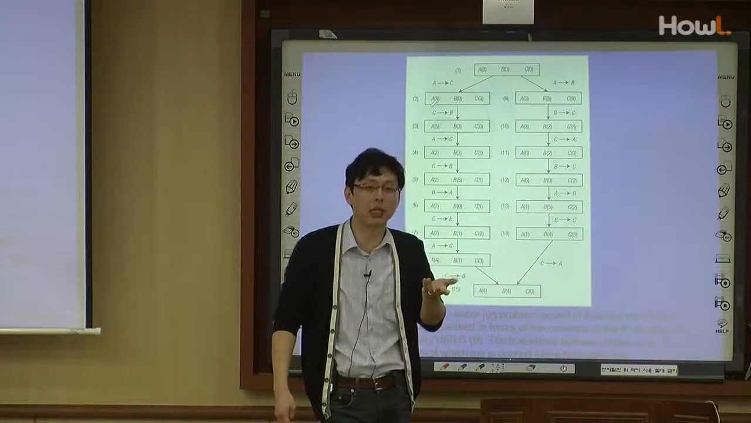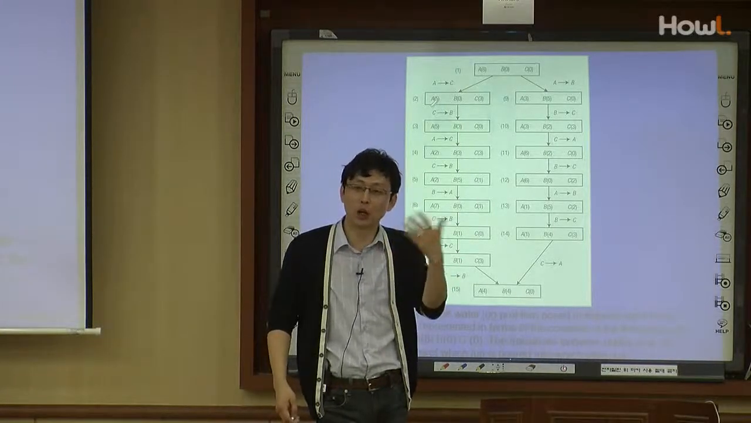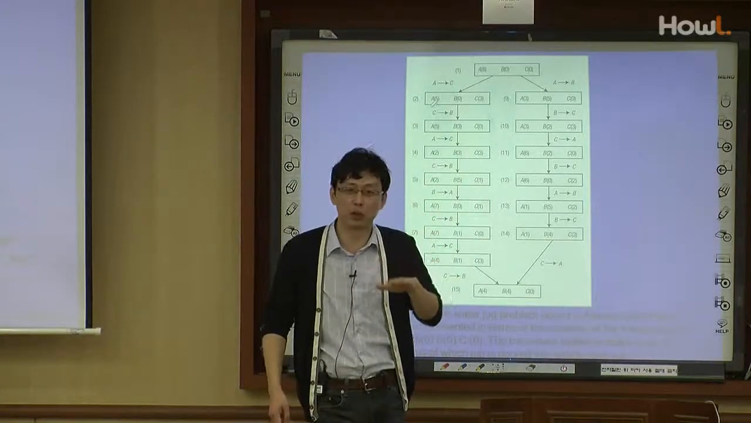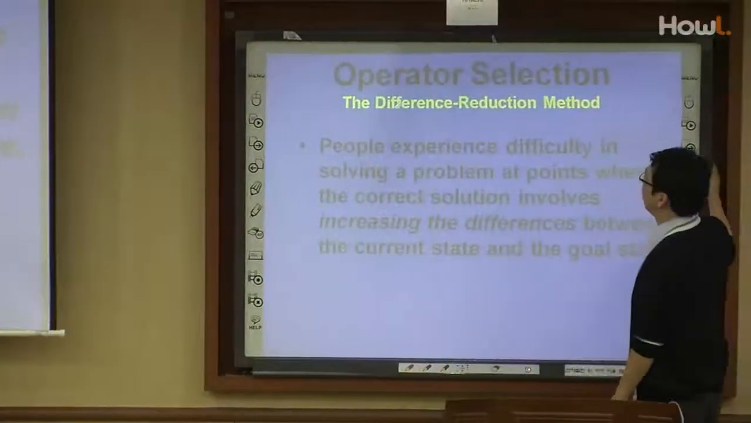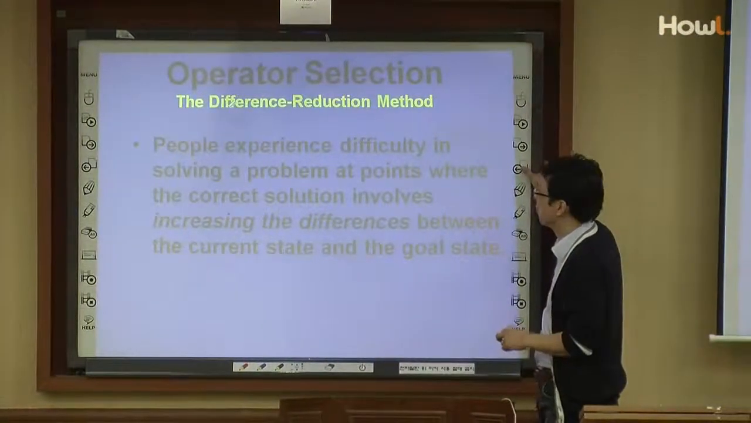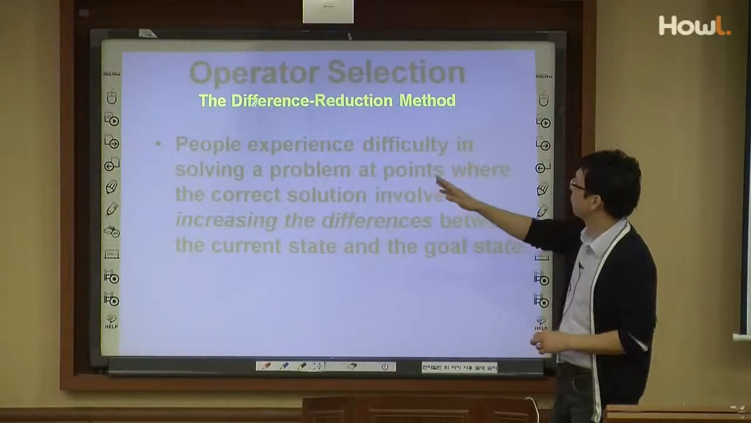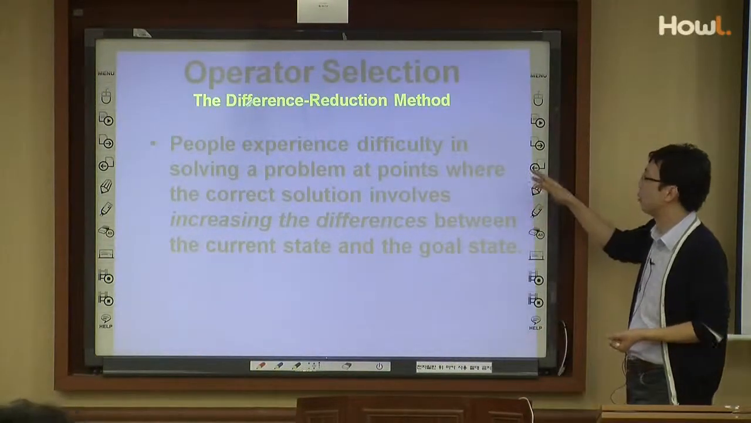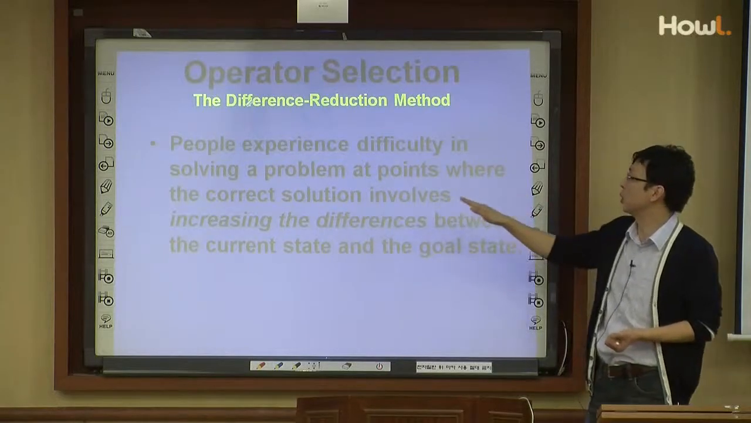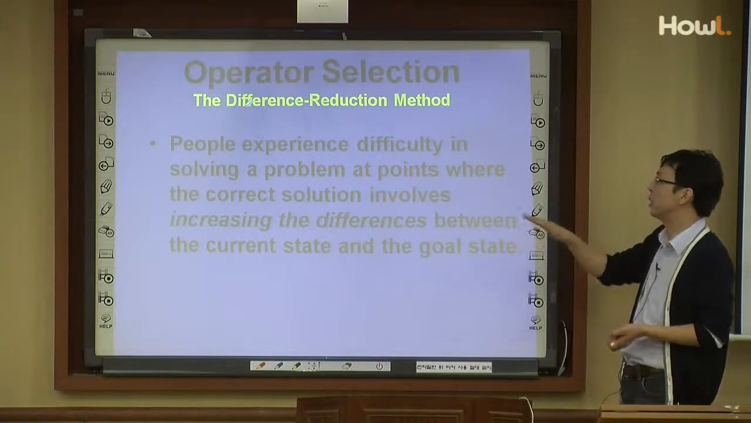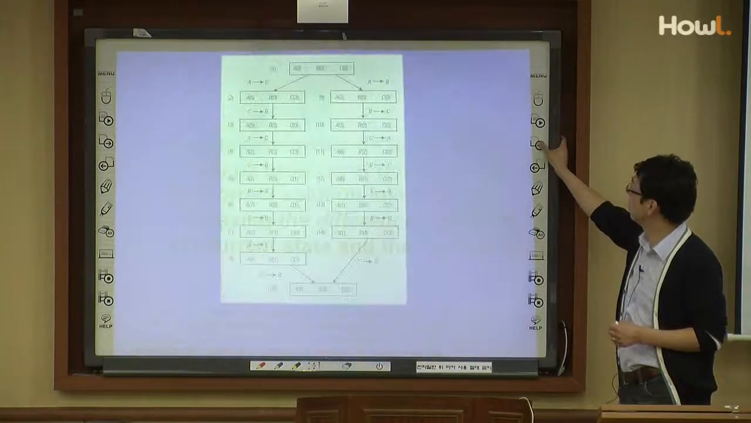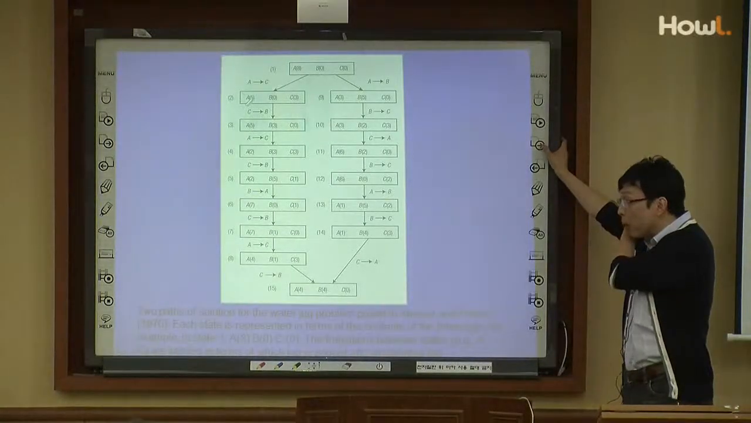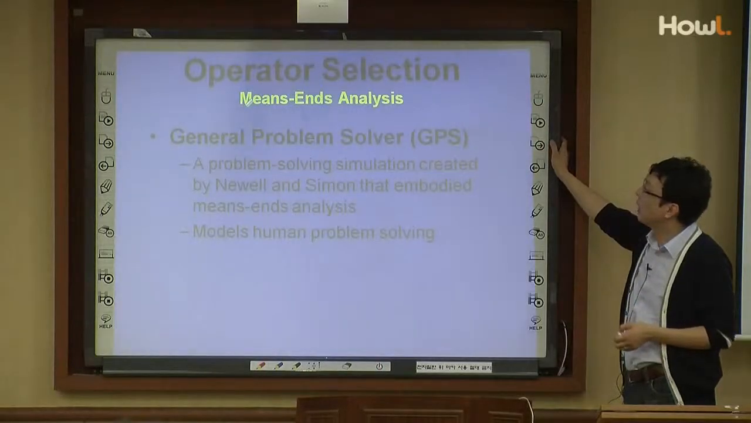That is a human limitation. A computer can go back to find the optimal solution, but humans are not much like that. That is the meaning of the difference reduction method. People experience difficulty in solving a problem at a point where the correct solution involves increasing the difference between the current state and the goal state. That's why people have great difficulty processing some of these problems.